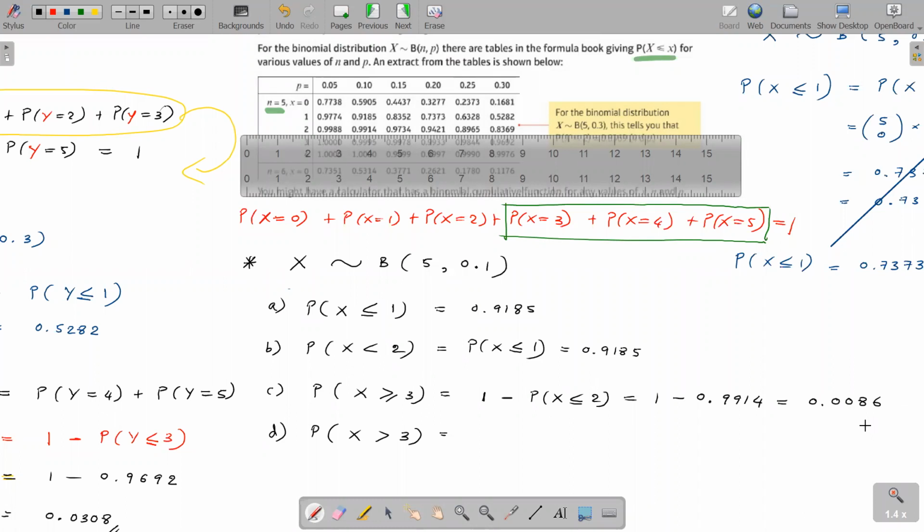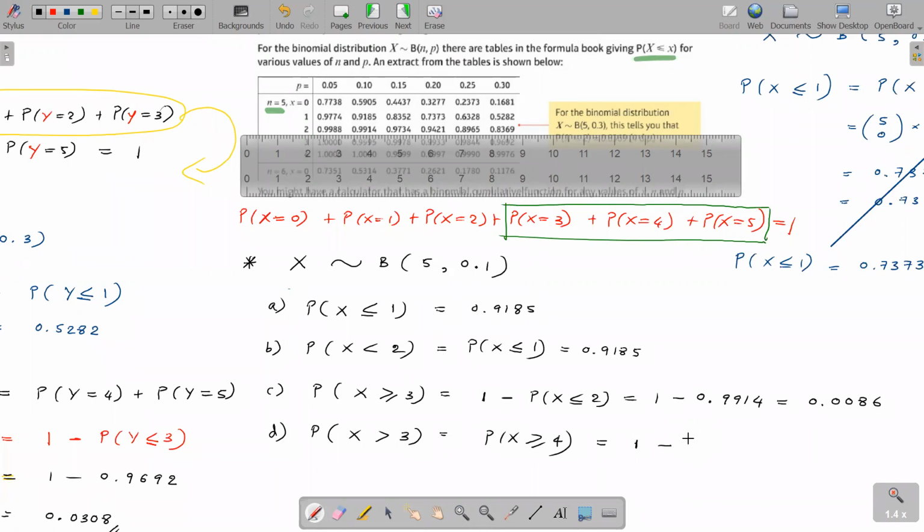X greater than 3. How do you find the probability x is greater than 3? What do you mean by x is greater than 3? What probabilities do we require? X is greater than 3 means I need 4 and 5. I need 4 and 5 means, in other words, this is actually the probability x is greater than or equal to 4. So if I want the greater than or equal to 4 probability, I only want 4 and 5. From 1, I should remove 0, 1, 2, and 3 because I need 4 and 5.